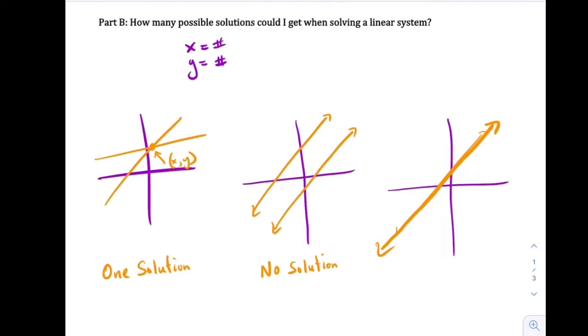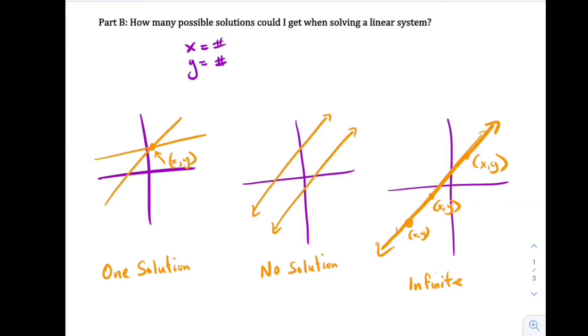Well, that one would be an infinite number of solutions because it's the exact same line. So we would end up with x and y, lots of spots, right? There'd be one here. There'd be one here. There'd be one here. So lots of different solutions.